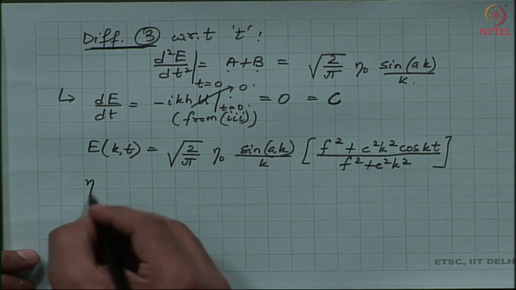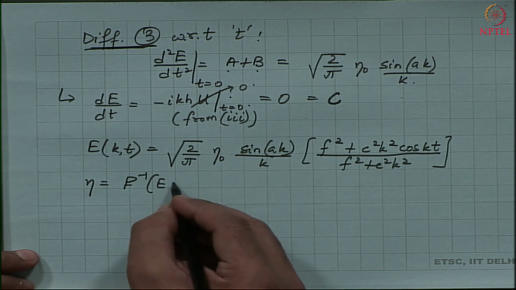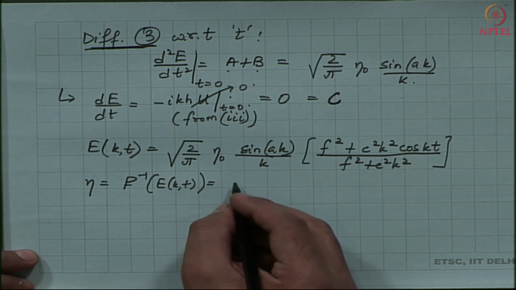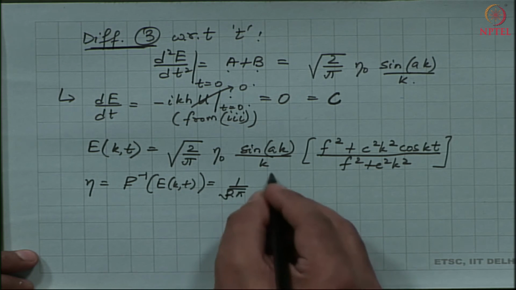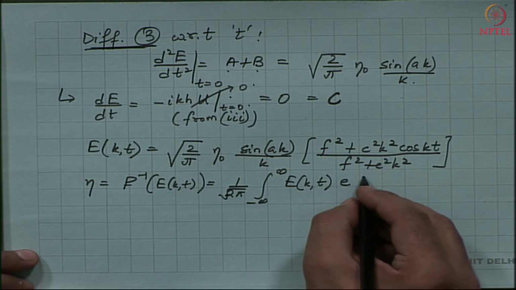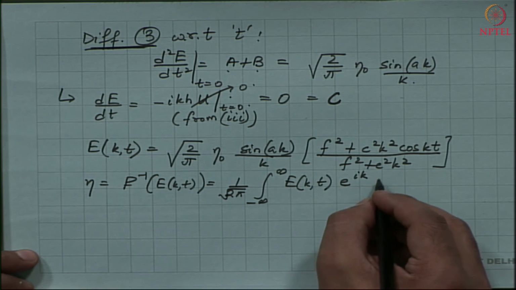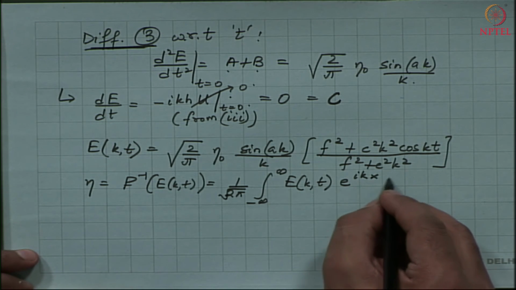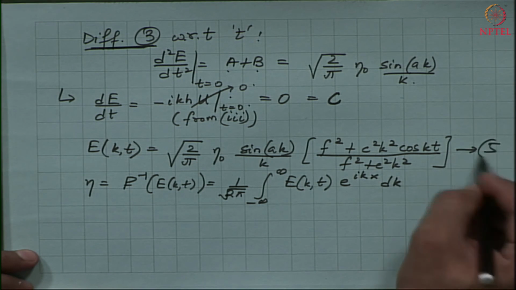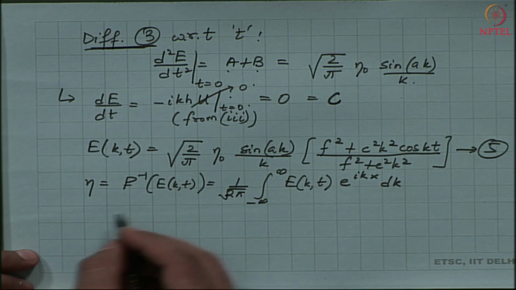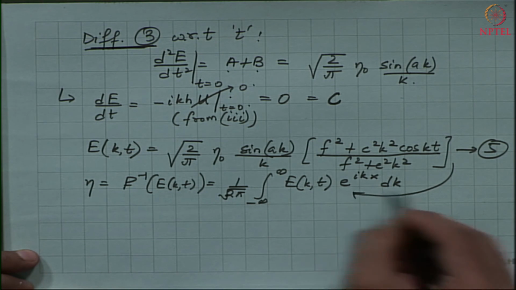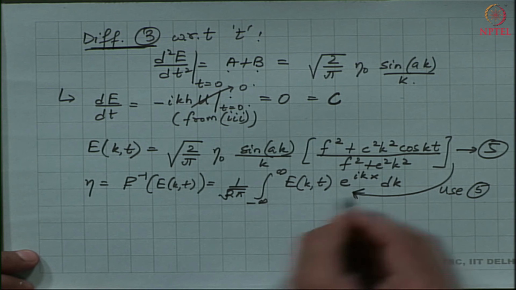So then η, which will be the Fourier inverse of this expression for E, will be given by the inverse transform. So we take the inverse transform, 1 by √(2π) integral from minus infinity to infinity, then E(k,t) e^(ikx) dk, where k is the variable of integration. Once I use this expression, let's say 5, I get my answer, so use this expression 5 to come up to this answer for η.